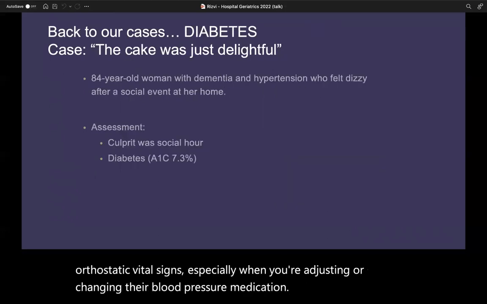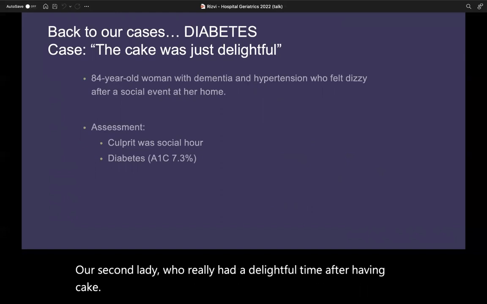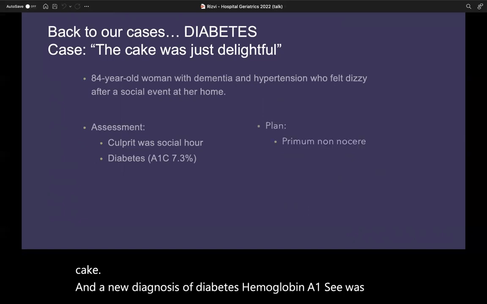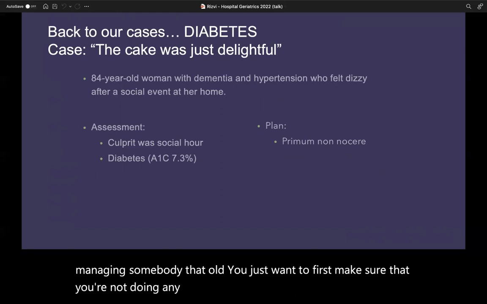Our second lady, who really had a delightful time after having cake, and a new diagnosis of diabetes. Hemoglobin A1C was 7.3. In managing somebody that old, you just want to first make sure that you're not doing any harm and are avoiding polypharmacy.